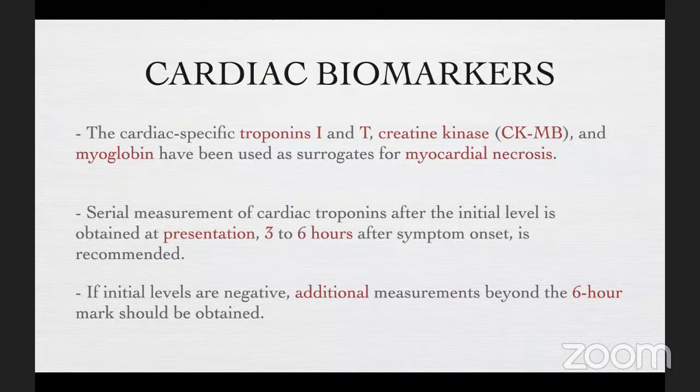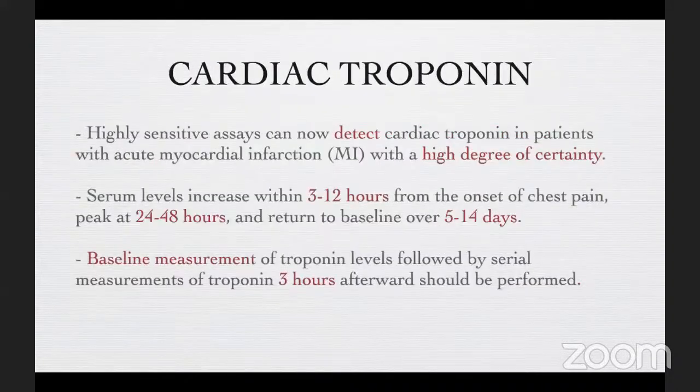Serial measurements of cardiac troponin after the initial level is obtained at presentation, 3 hours after symptom onset, are recommended. If initial levels are negative, additional measurements beyond the 6-hour mark should be obtained. Okay, cardiac troponin. Highly sensitive assays can now detect cardiac troponin in patients with acute MI with a high degree of certainty. This has led to a change in the clinical practice guidelines to recommend relying on the results of sensitive or high sensitive troponin I or troponin T assays for diagnosis and prognosis in patients with symptoms suggestive of MI.